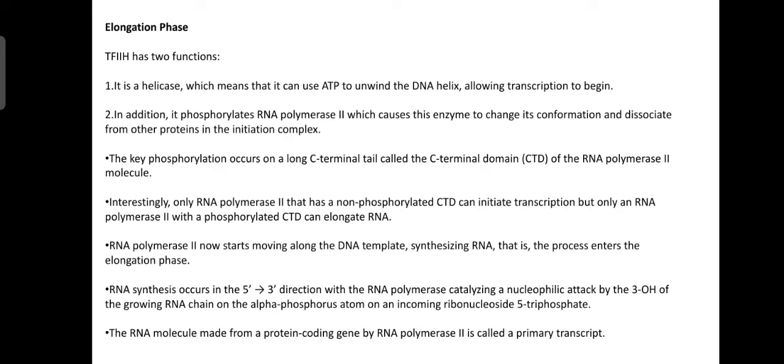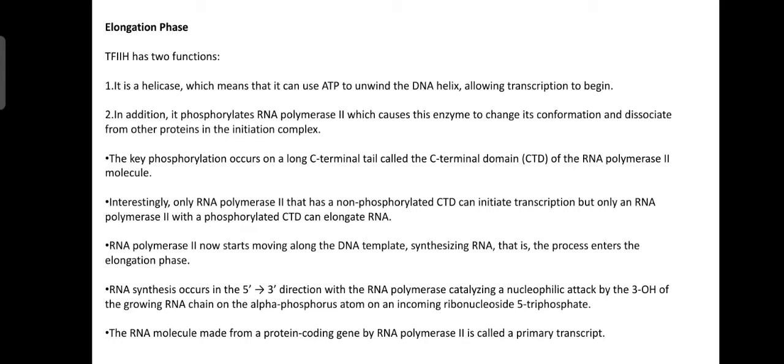Next phase is the elongation phase. After the end of the initiation phase, that is, we have already started the initiation of the transcription and we have finished the initiation, then it will enter into the elongation phase.